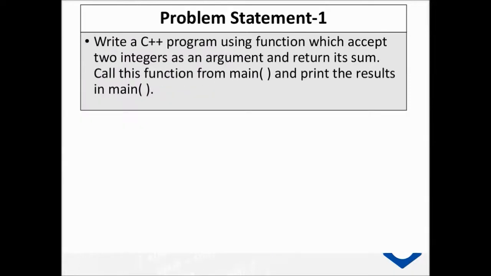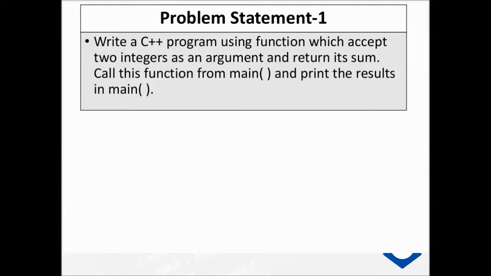Let's have another problem statement. Write a C++ program using a function which accepts two integers as arguments and returns their sum. Call this function from main and print the result in main. In this problem, we want to add two variables, and we want to display the result of these two variables within the main function.